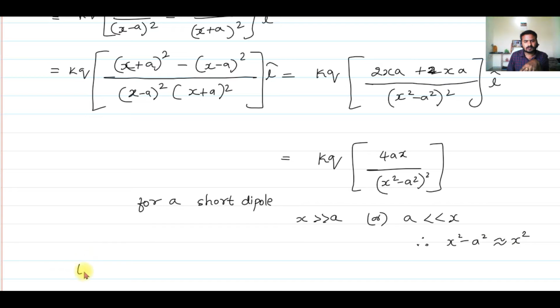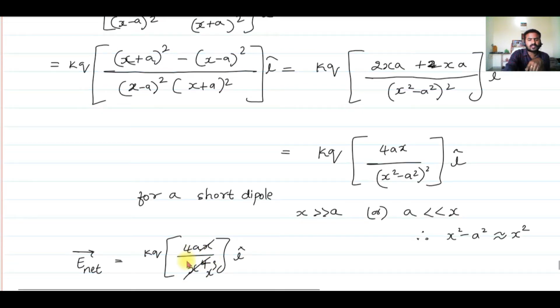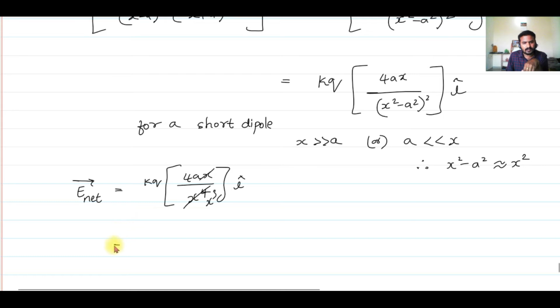So now if you simplify, I get the net electrical field as, here I forgot to write this I cap, yeah, net electrical field as kq into 4ax divided by (x square) the whole square, which will be x power 4, right, I cap. Now one x here will get cancelled with one x, so x power 3 will remain here. Okay, so then what do I get? I'll write this as k into q into 2a.